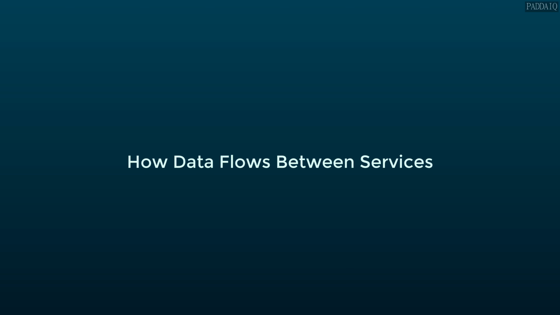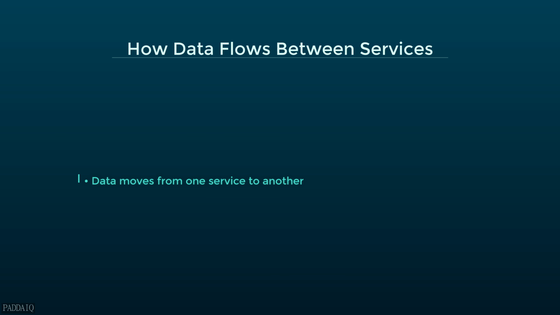How data flows between services in SAP BTP. Data moves from one service to another. This means information processed in one SAP BTP service is passed to a different service for further action. For example, data from a purchase order in SAP S/4HANA Cloud can be sent to the SAP Analytics Cloud service for reporting. This seamless transfer is fundamental to building integrated applications on the platform.